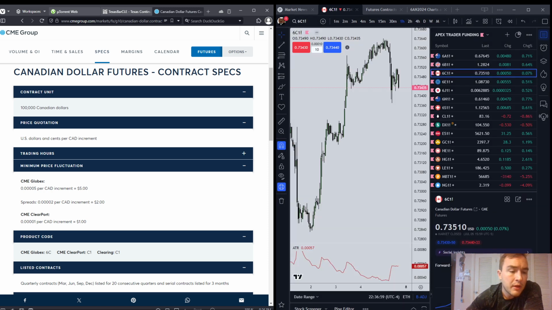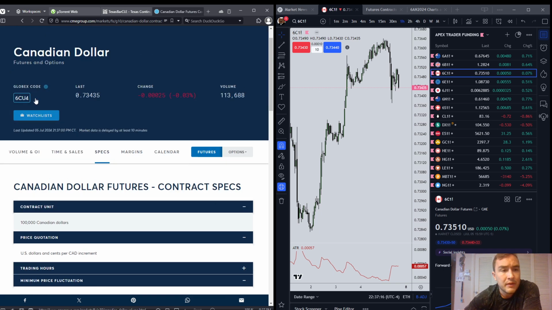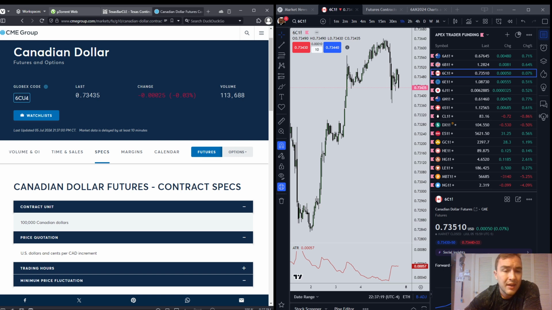The big point about the Canadian dollar is that it's going to be that same $5 per point instead of $6.25. So it's a slightly smaller contract. So when you're trading the Canadian dollar, you should know that it's a slightly smaller contract than the British pound contract. And with that being said, what drives Canada's economy?